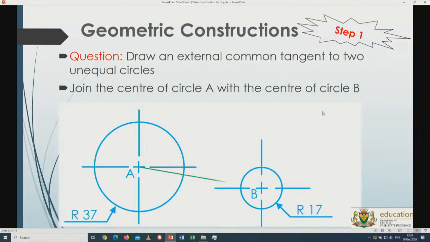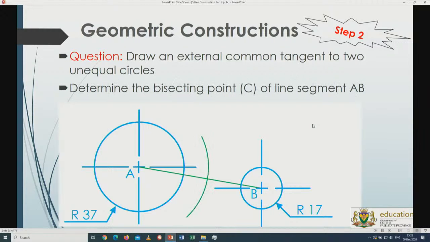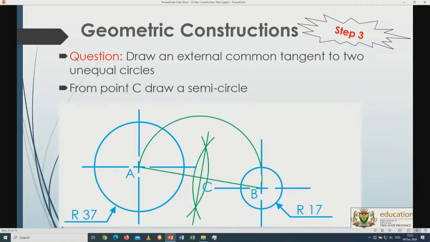So first of all, with the previous example fresh in your mind, you will see that you will have to join A towards B. Now remember, with the previous example, it was just a point. In this case, it's a circle. It must go on the outskirts of the circle to the outskirts of the circle. On the previous example, I had to get the bisecting point, and the same with this one. I get the bisecting point. So there we go. Now I can strike an arc. So there's the arc over there.